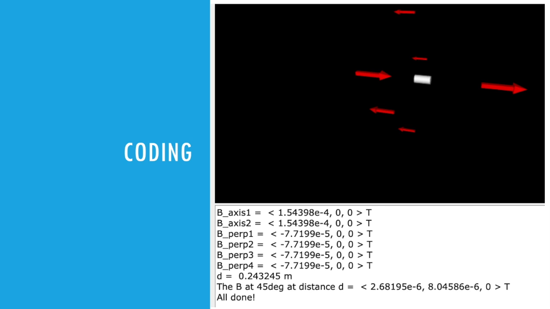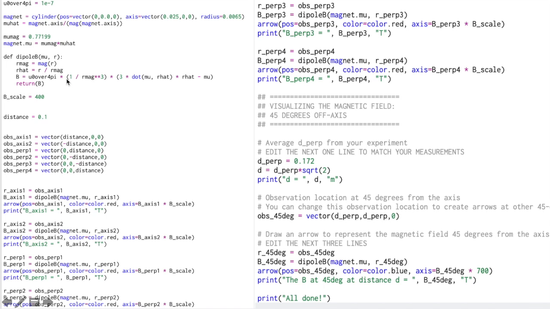Now I move on to the coding part of the lab, and this is a snapshot of what it looks like with all the different fields acting on our magnet. Moving on to the actual code, this is what I have. I have the constants on top, and then I created a cylinder for the magnet, and then we have the dipole B equation, which is pretty much calculating the magnetic field due to the dipole. Then we have different observation locations given here, and the arrows created for them. Then we created a perpendicular observation location at an angle of 45 degrees.